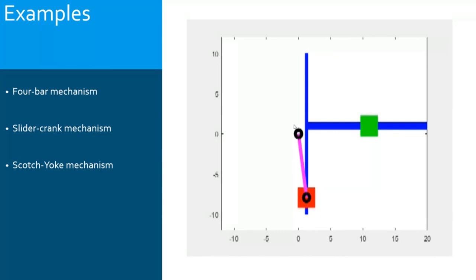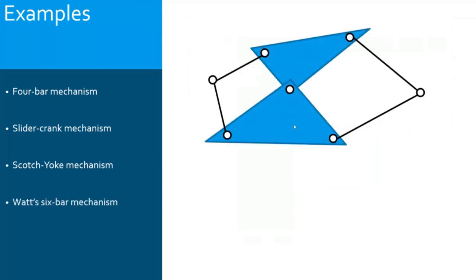Now, all these mechanisms use four links. Let's have an example of a mechanism with more links. Here it is a Watt six bar mechanism. It uses four binary links and two ternary links. If you focus on one part, it's a kind of four bar mechanism, and if I focus on the second part, it's another four bar mechanism. So this six bar mechanism is just a combination of two four bar mechanisms.